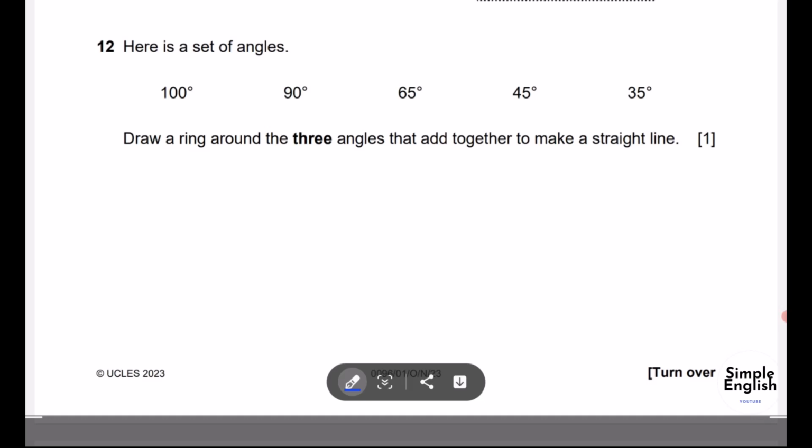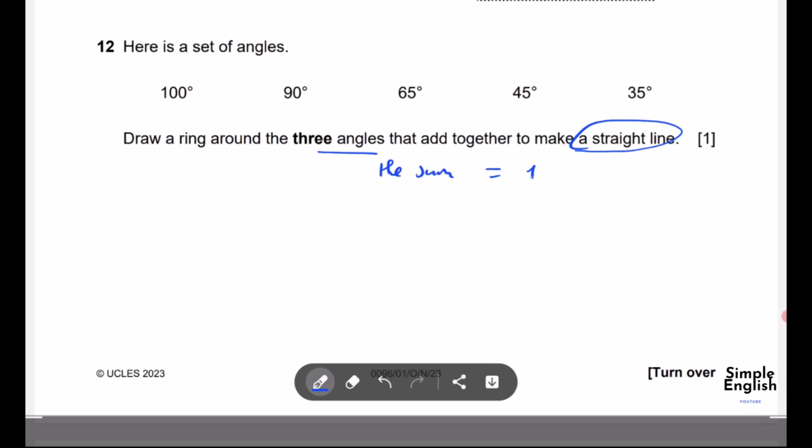Here is the set of angles. Draw a ring around 3 angles that add together to make a straight line. Remember, 3 angles that add to make a straight line. Look at the sum, equal to 180 degrees. So let's see. Let's check 100. This one, right? 3 angles. So that's why you need to draw this one, 35, and 35.